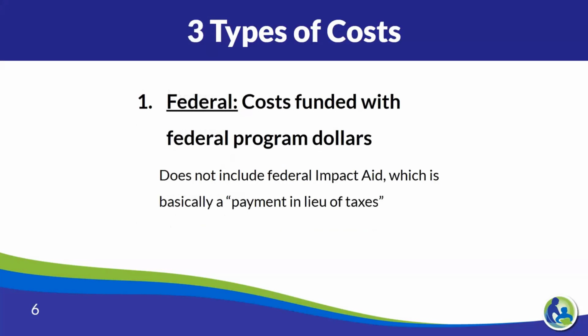The first type of costs are federal. These are costs funded with federal program dollars like Title I, IDEA, Carl Perkins, those types of things. Some districts, mostly in northern Wisconsin, receive federal impact aid based on federal lands within their districts. It is more or less a payment in lieu of taxes, although if you ask a business manager from a district with a lot of federal lands, they will tell you that it doesn't make up quite as much as they would get if it were private and taxed by the district.